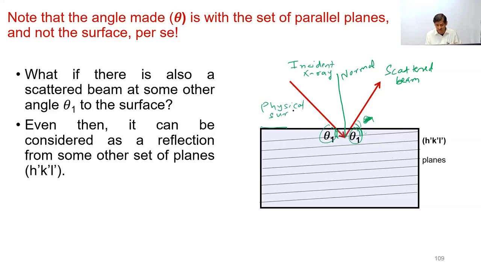Yes, those two sets of planes can be in the same crystal. You're right. But the point is that the diffraction geometry, those angles made by the incident and the scattered beams, are not strictly with this physical surface, but they are with the internal set of planes. That's the point. Is it clear?